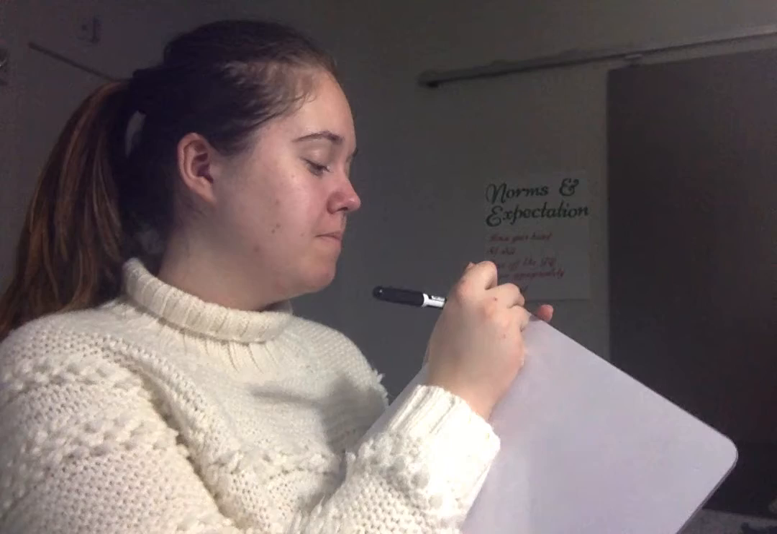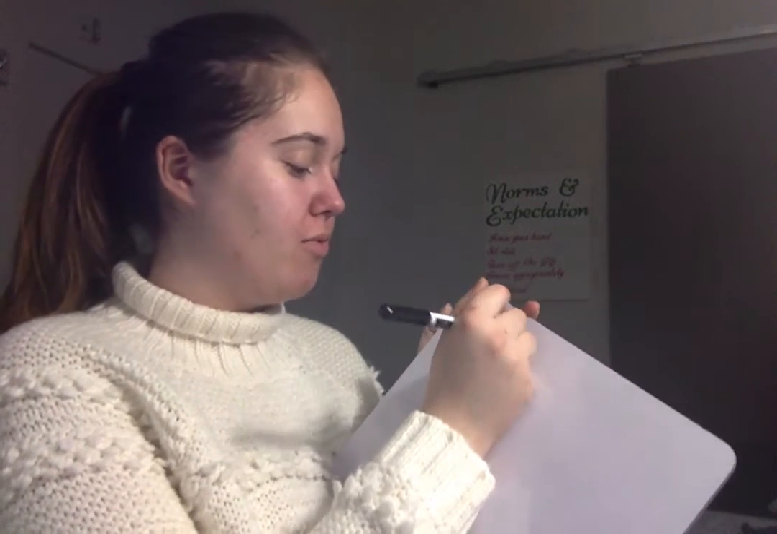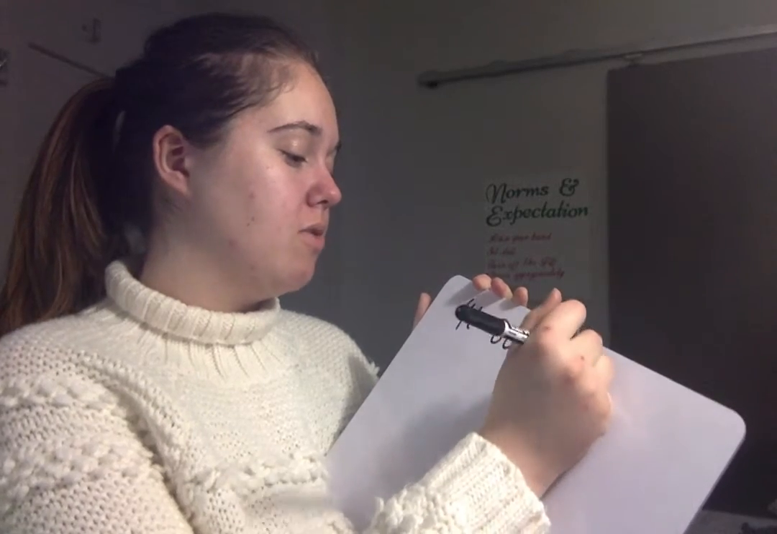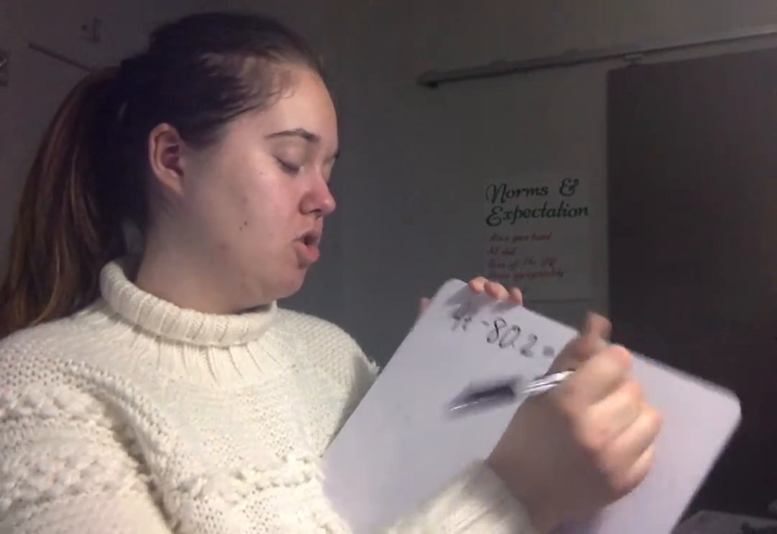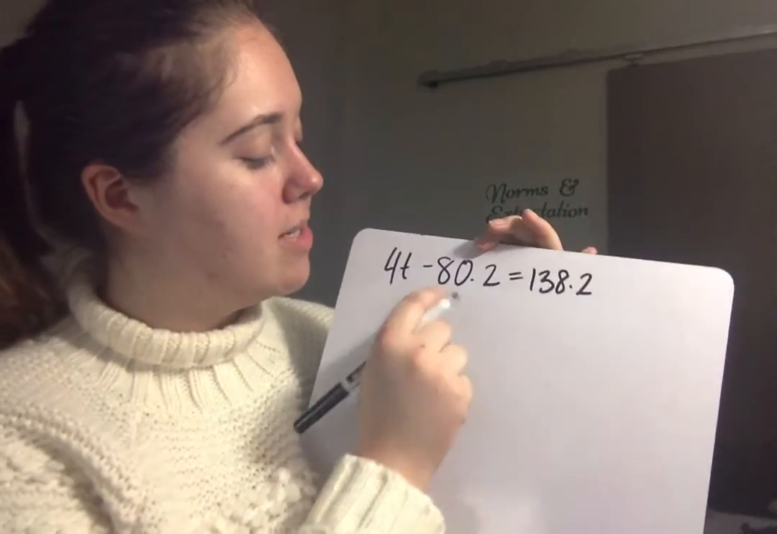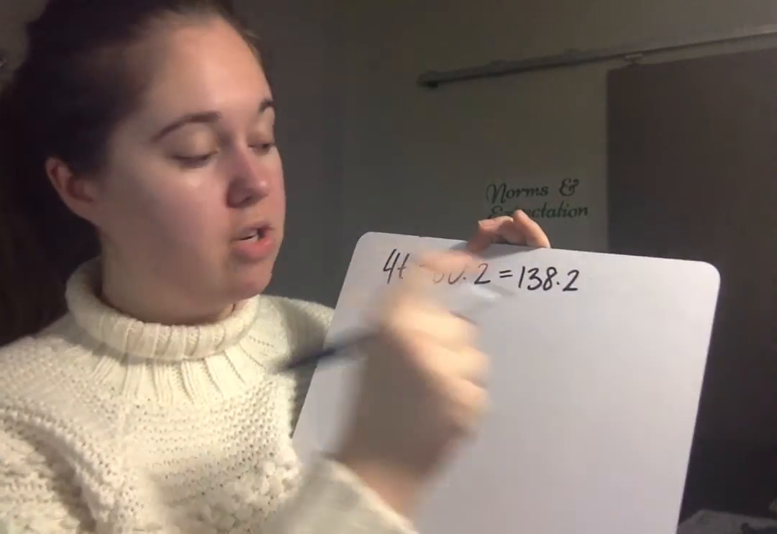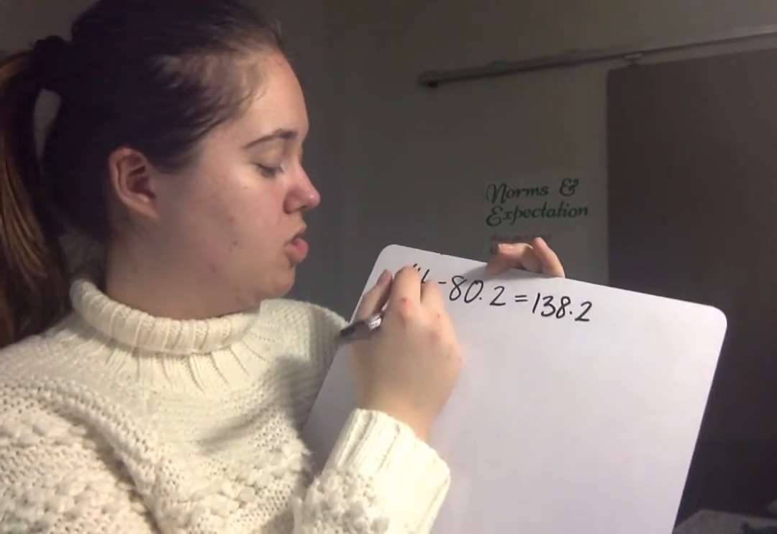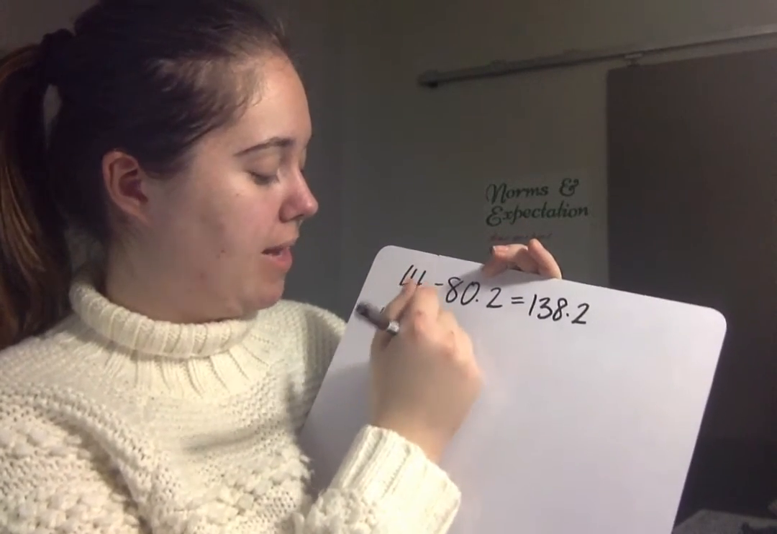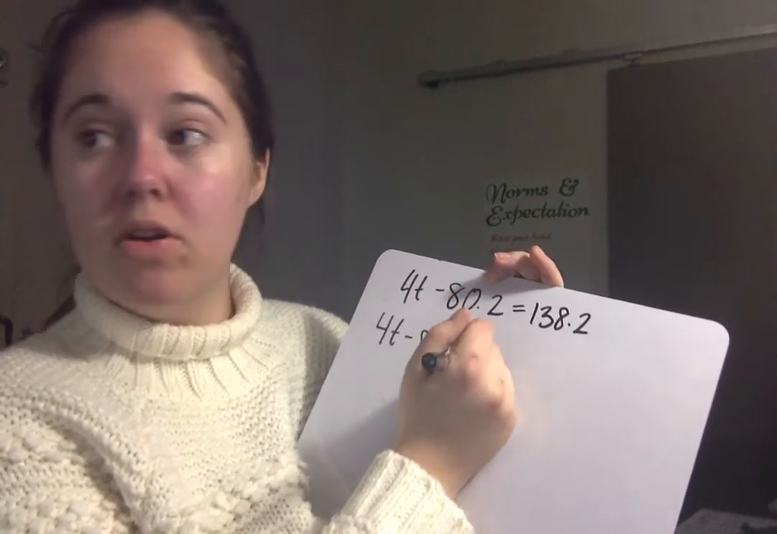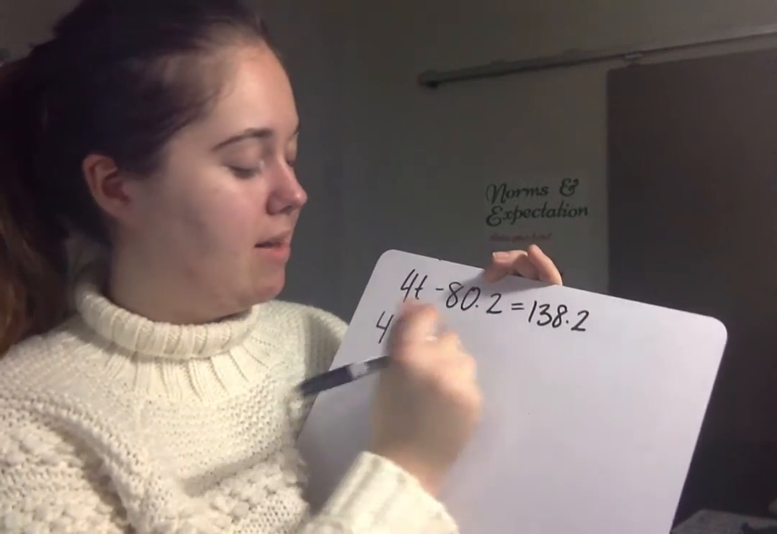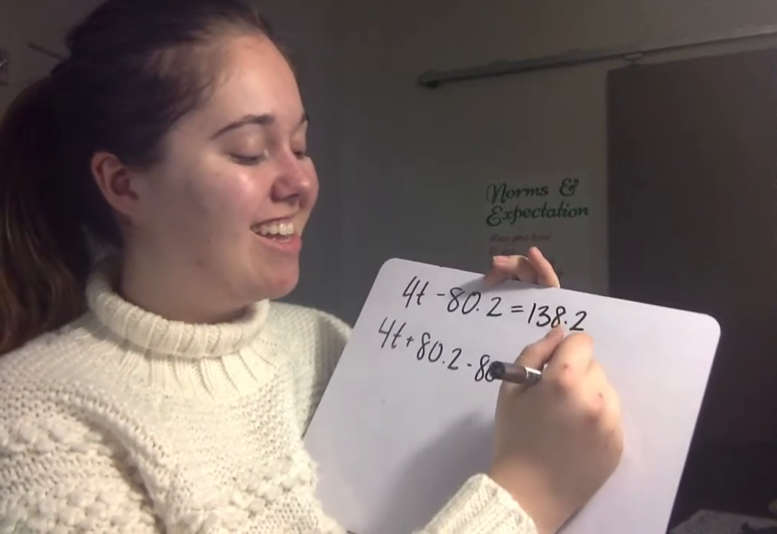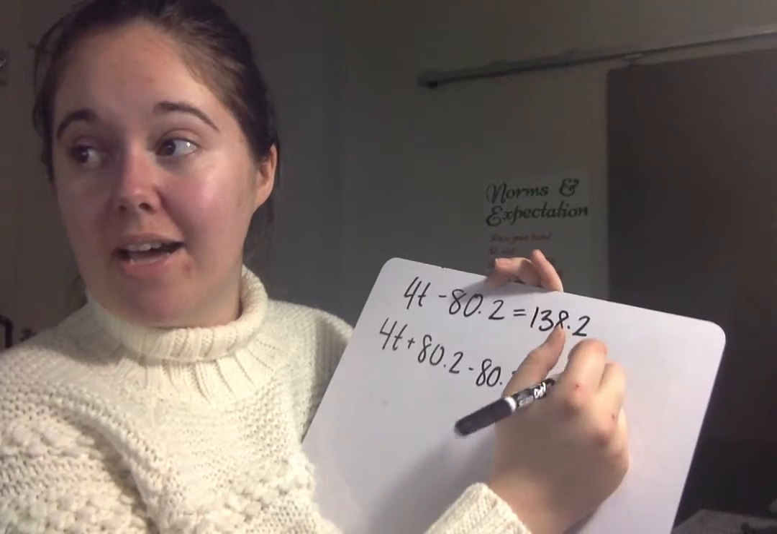So 4t, I'm just going to rewrite this on my board so that we've got it. 4t minus 80.2 equals 138.2. So what we're going to do first, we're going to subtract this 80.2 from each side of that equal sign, right? So 4t minus 80.2, I should say plus 80.2 minus 80.2. We're going to add it on each side.